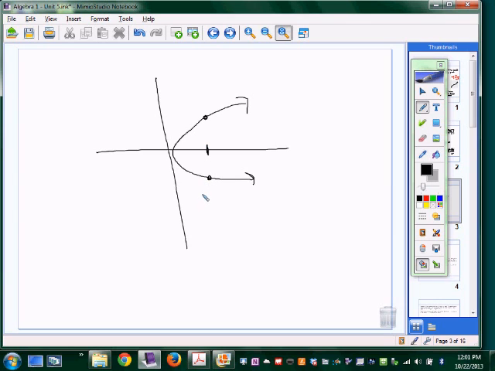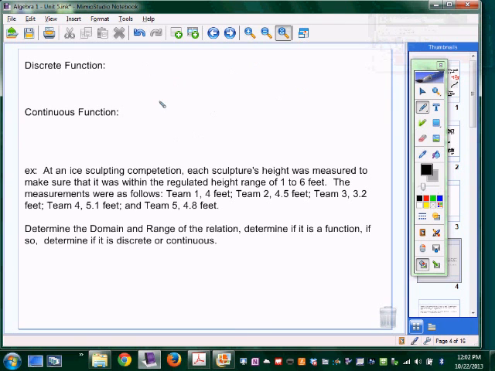So you just can't have that. One x can only give you one y. Okay. Discrete and continuous. Okay, discrete functions are individual points.